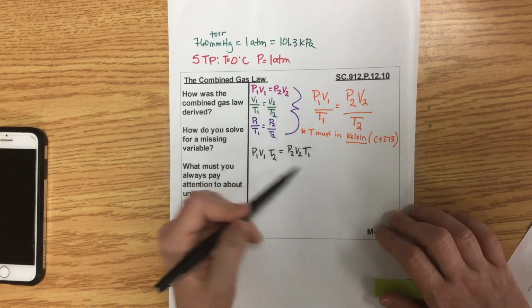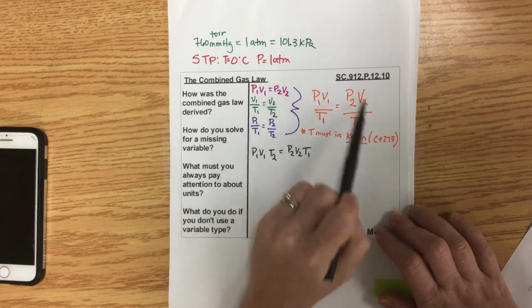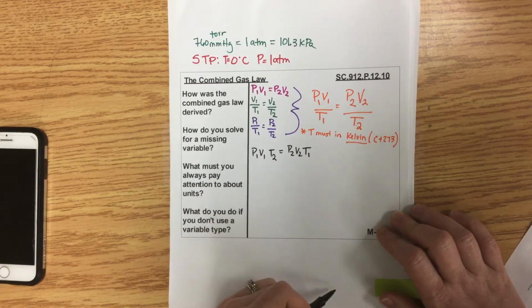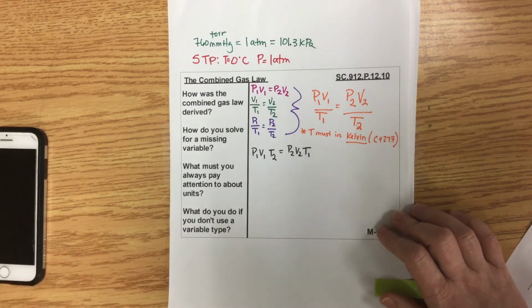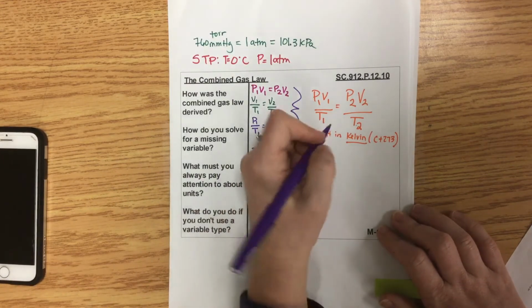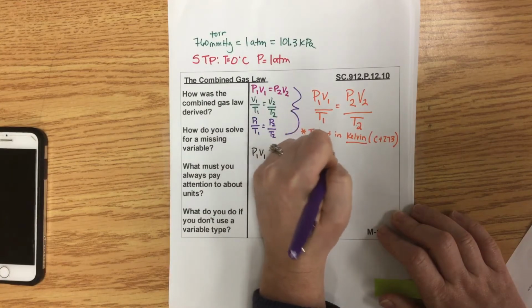Doesn't matter to me what you prefer. Just know that you're always going to get this as a reference. You would have to know to cross multiply in order to get that. Okay, so how do you solve for a missing variable? Well, let's just do a practice. Let's say that we have a missing variable.